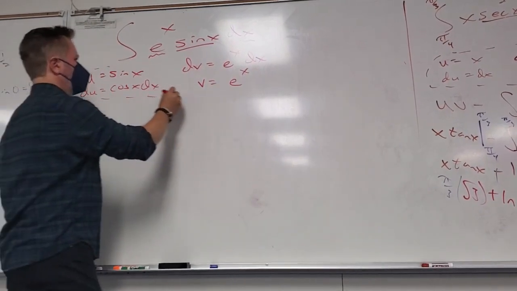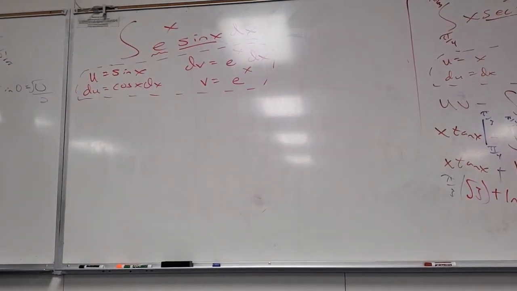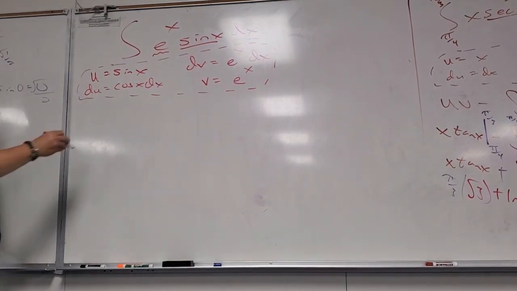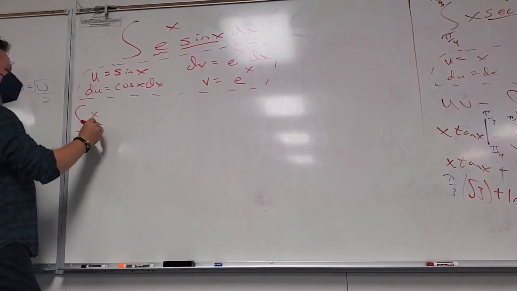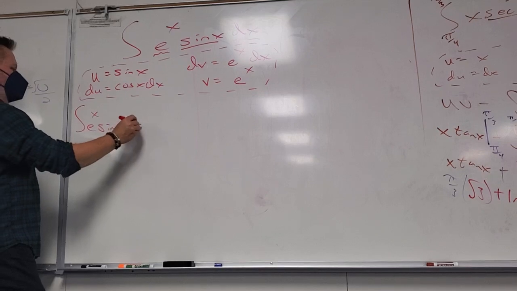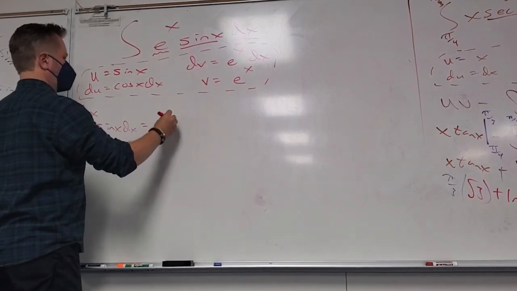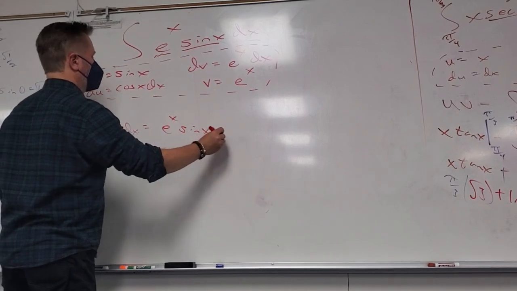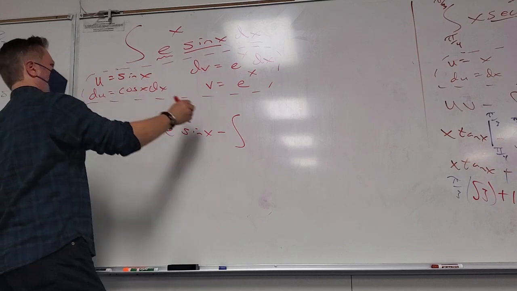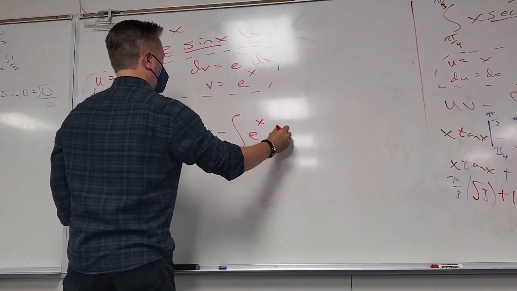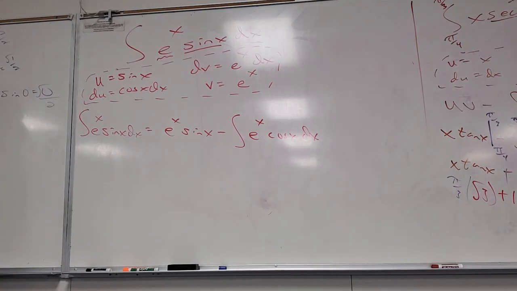So far everything seems to be just chugging along beautifully, right? Okay, so let's see what we get. I'm going to write down more than normal. Here's my original integral, and this equals uv minus the integral of v du. Does anyone notice something already?